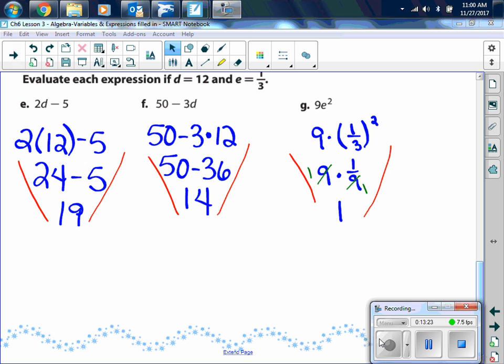So here, with 9 times e squared, we're going to put 1/3 in for e. So we end up with 9 times the quantity 1/3 squared. Now that 1/3 squared means 1 squared over 3 squared, so that's 1/9, right? And so we end up with 9 times 1/9. Simplify before we multiply, and we end up with 1.